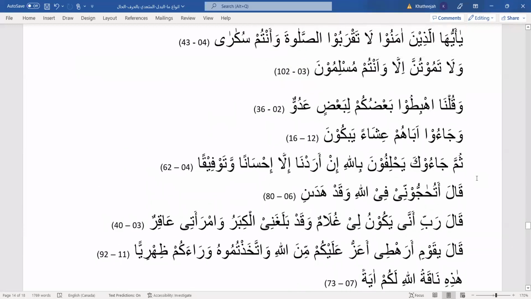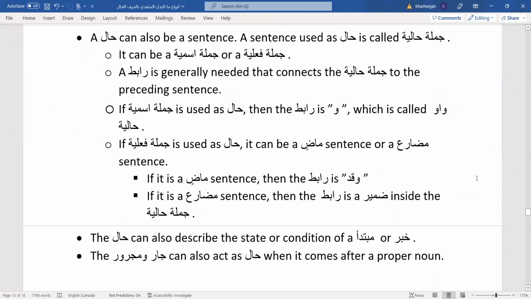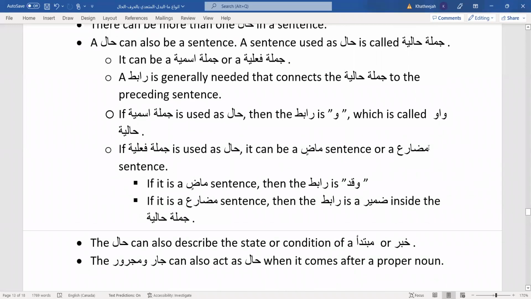Before I go over the last example, I will go over the notes I have made, the guidelines or rules about the things we just learned. A hal can also be a sentence. A sentence used as hal is called jumla haliya. It can be a jumla ismiya or a jumla fi'liya. A rabit is generally needed that connects the jumla haliya to the preceding sentence.